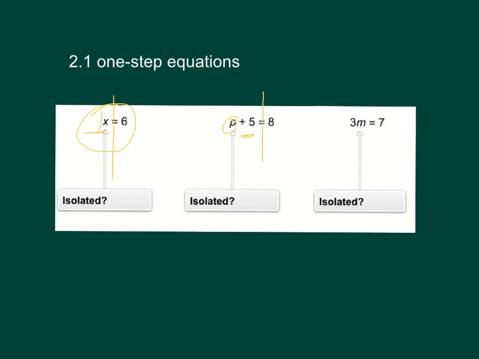Let's look at the third one. Again, the equal sign separates our equation. Find the m. Is the m by itself? Well, no, because there's a 3 there, so that is not isolated. When we solve equations, the variable must be isolated, either on the left side or the right side. It doesn't matter, but it has to be isolated.